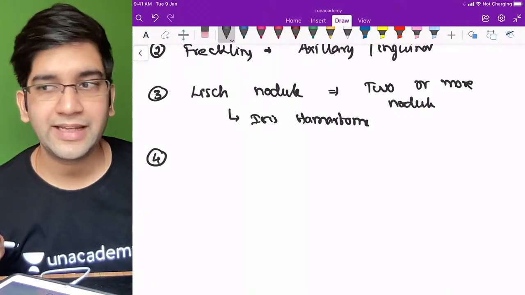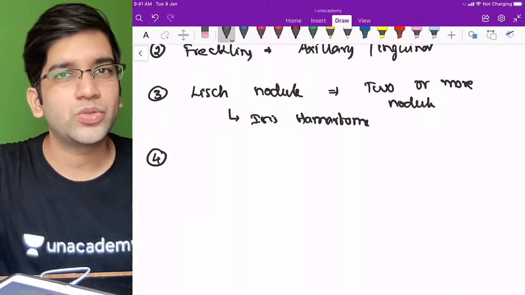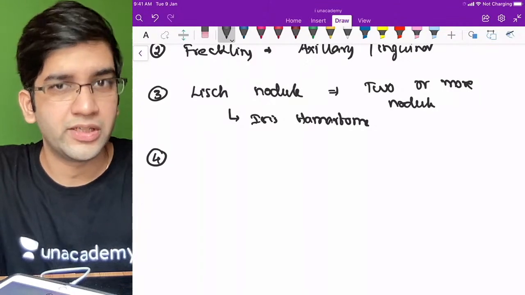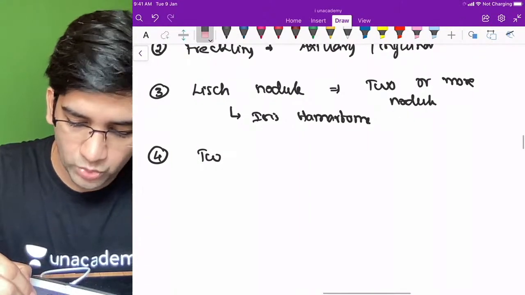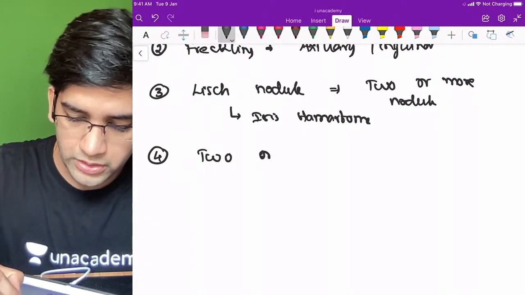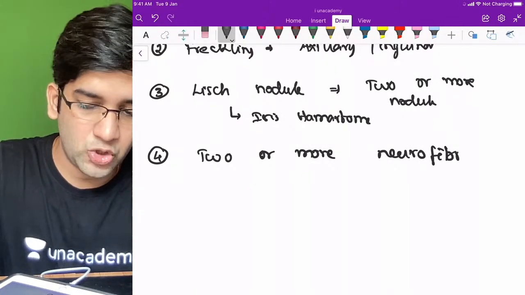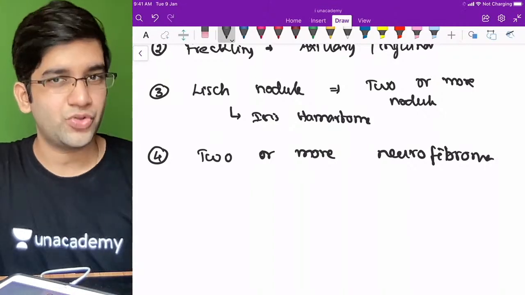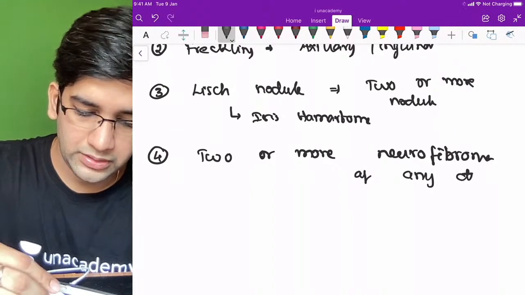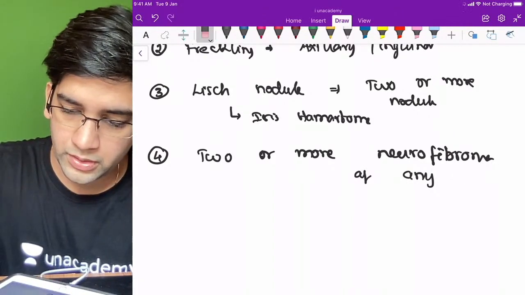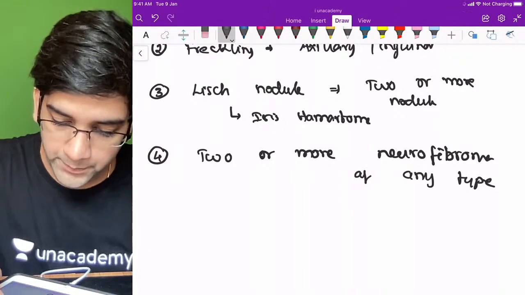When I say neurofibromas, you must have seen patients with neurofibromatosis who have neurofibromas throughout the body. I don't want that. Two or more neurofibromas is more than enough, right? When I have two or more of any type, it doesn't matter what type it is, I should have two or more neurofibromas, because neurofibroma is an extremely common disease. So one neurofibroma of any type is not enough for me to diagnose it. Like I said, the types are plexiform, superficial or diffuse neurofibroma.